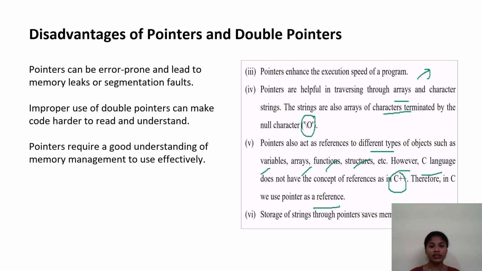Disadvantages of pointers and double pointers. Pointers can be error prone and lead to memory leaks or segmentation faults. Improper use of double pointers can make code hard to read and understand. Pointers require a good understanding of memory management to be used effectively.